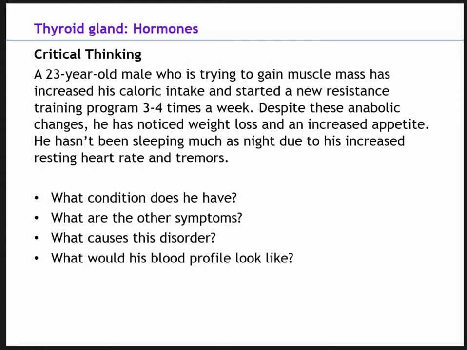What causes this disorder? So it's a malfunction of the thyroid gland, and then also maybe the anterior pituitary. So if we looked at his blood profiles, what we would actually see would be low levels of TSH, but high levels of T3 and T4, which would increase his metabolic rate and his metabolism. With hypothyroidism, we would actually see a high TSH and then a low T3 and T4.